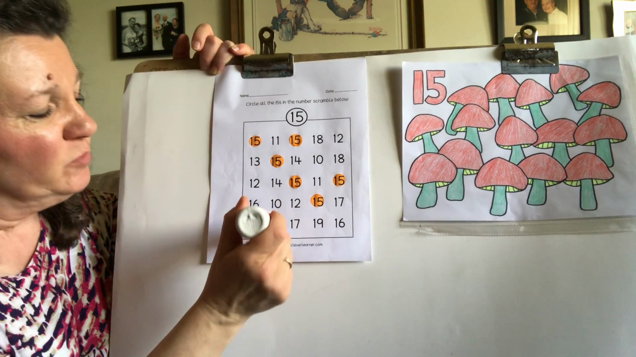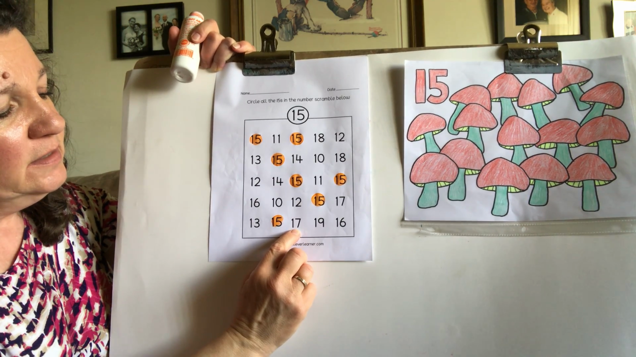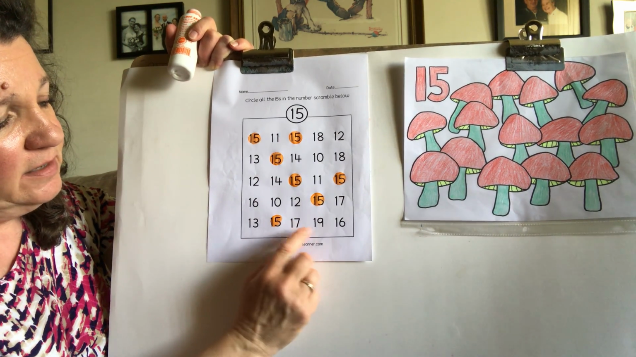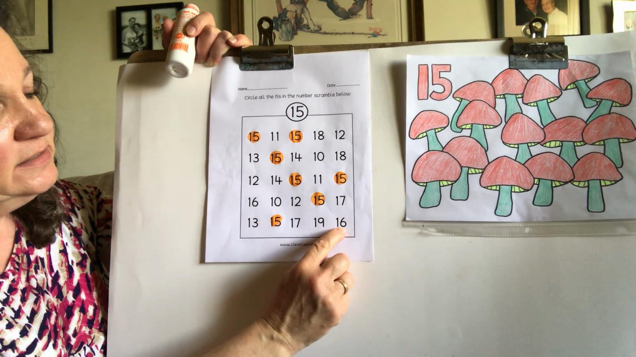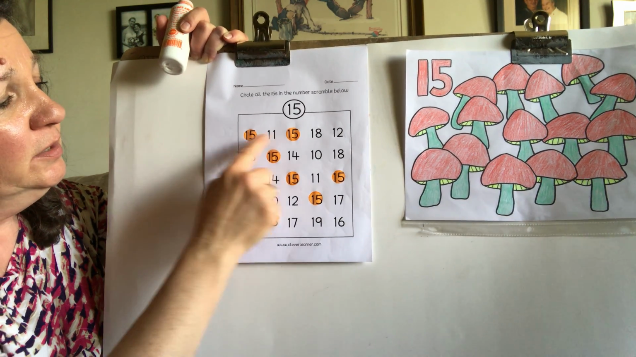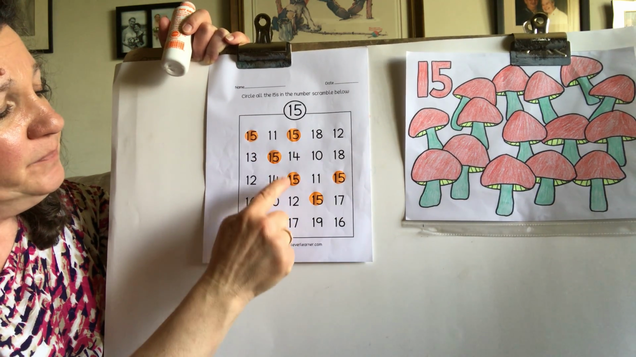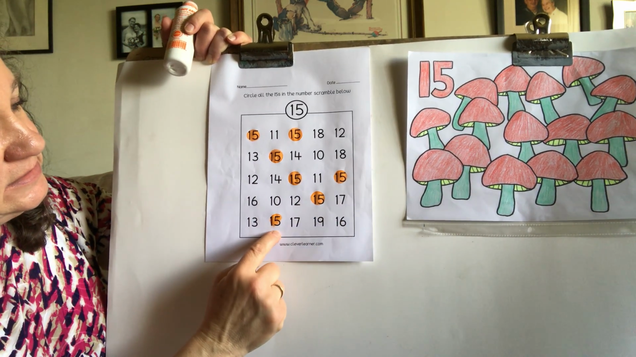Number 15. So put a mark on there. And this is what number? 17. Okay, we didn't get to that yet. And that's going to be 19 and 16. Okay, so we're looking for the number 15. Let's see how many we found. Ready? 1, 2, 3, 4, 5, 6, 7.